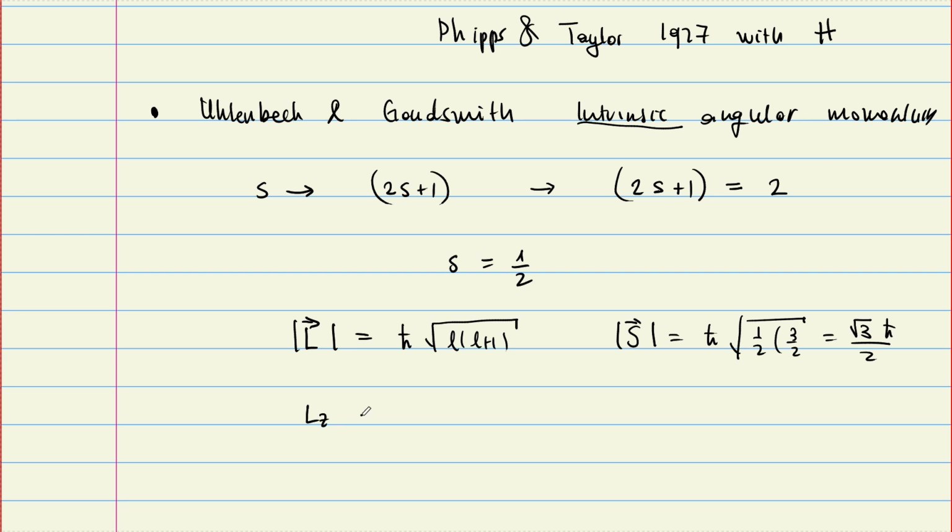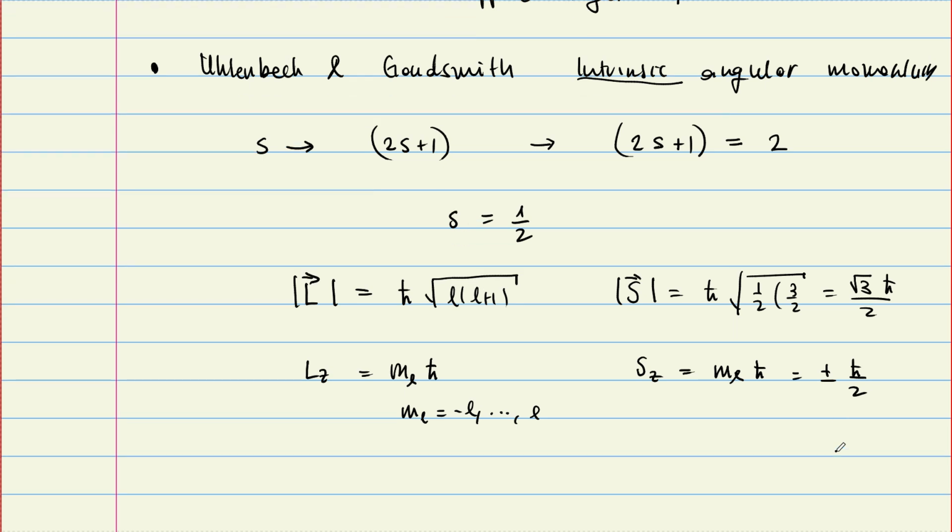Here we had LZ was equal to, now we have a different kind of L, so let's put a subscript L, and it's going to be h bar ML, where ML was equal to minus L all the way up to L. Now we are going to have SZ. We are just copying and pasting exactly the same solution without doing anything, and it's going to be ML h bar, but S is 1/2, then this is going to be plus or minus h bar over 2. So this is as far as you can go.